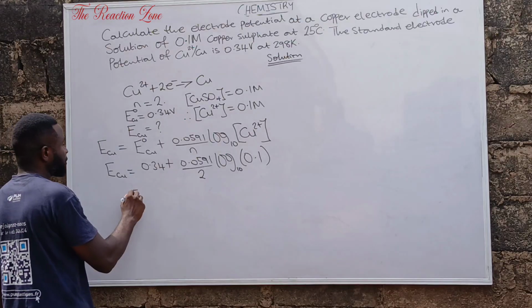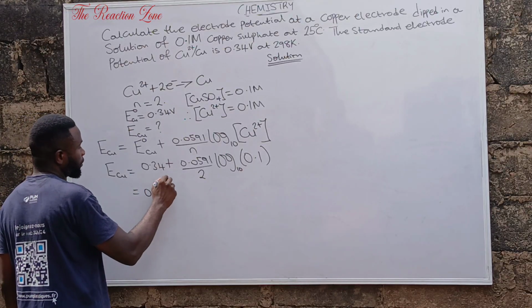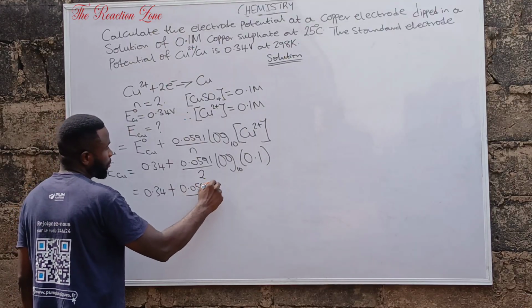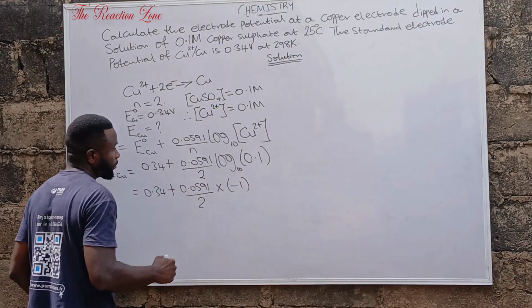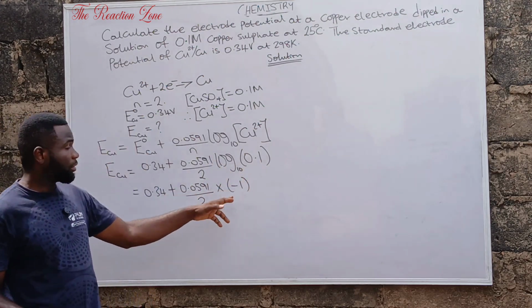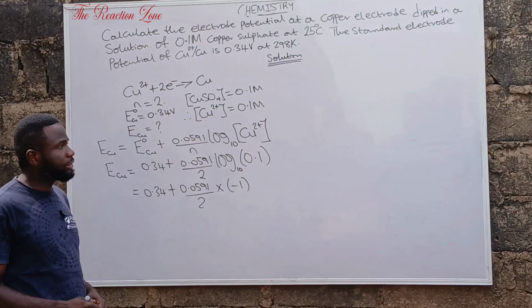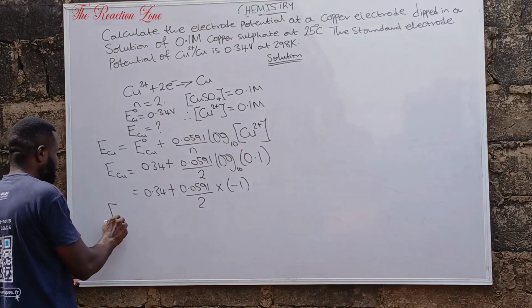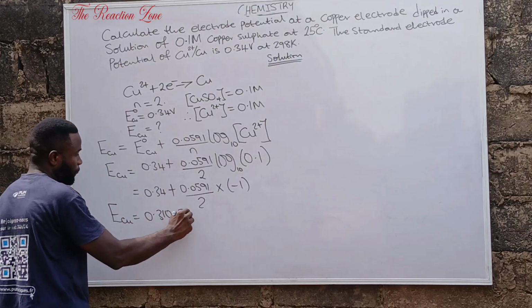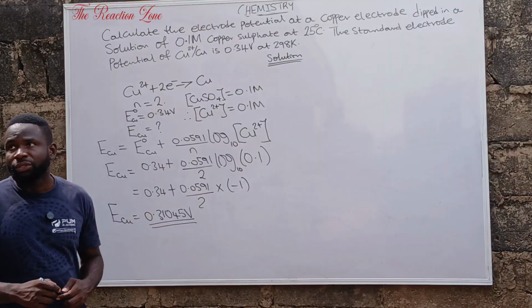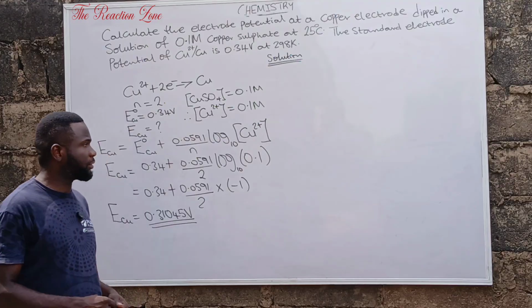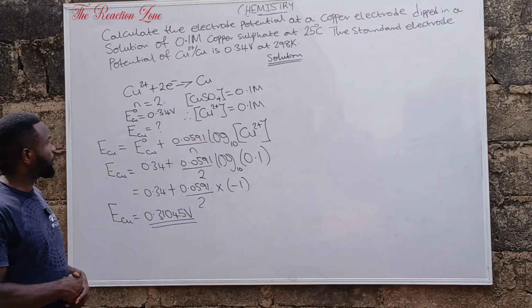So this is going to be 0.34 plus 0.0591 divided by 2 multiplied by minus 1, because the value of log 0.1 in base 10 is minus 1. And when this is solved, the electrode potential of copper is going to give us 0.31045 volts. So this is the answer to the question, and I want to believe that this explanation is clear.